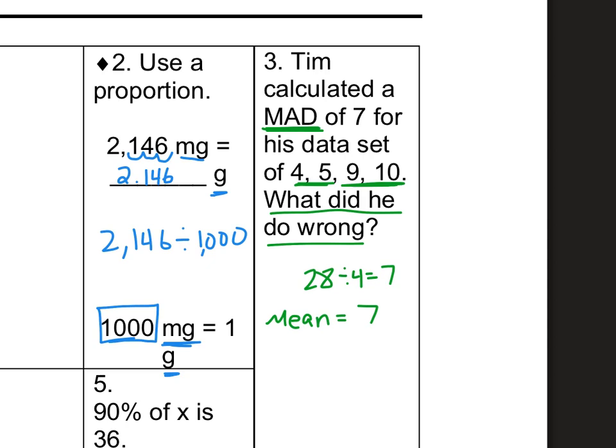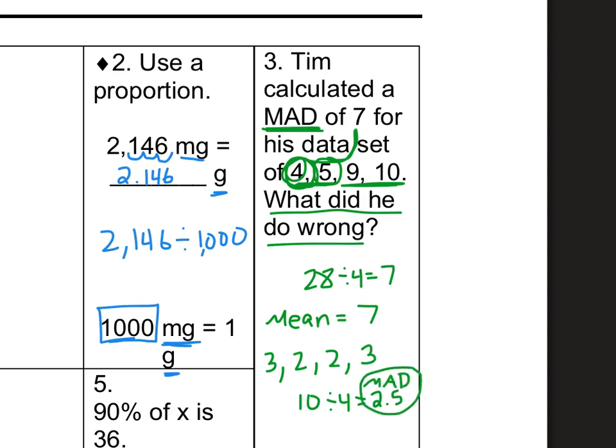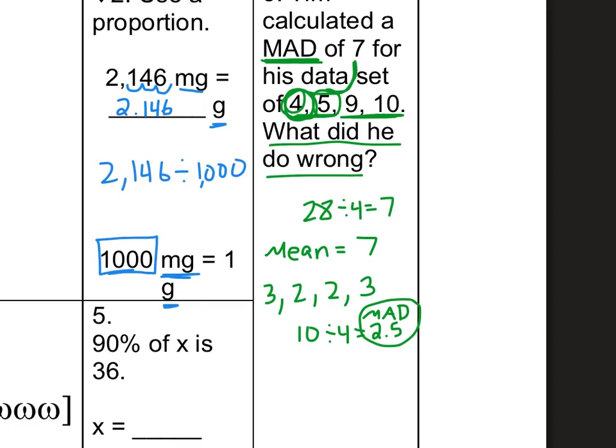And so to find the MAD, we would then write a new list of numbers of how far is this 4 from 7? Well, it's 3. How far is the 5 from 7? It's 2. The 9 from 7 is 2, and the 10 from 7 is 3. So there's no way our MAD will be 7, because none of these numbers even get that high. But we basically have 5 plus 5, which is 10. And 10 divided by 4 is 2.5. So our MAD is 2.5.